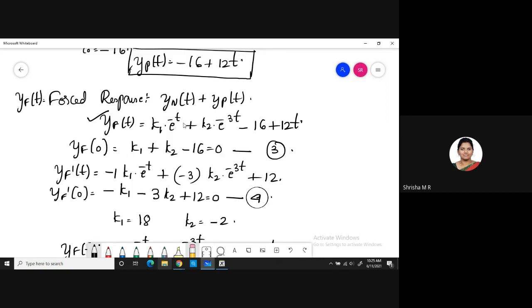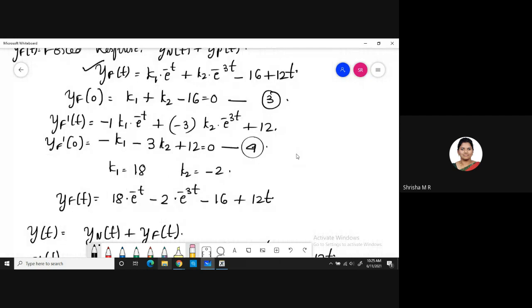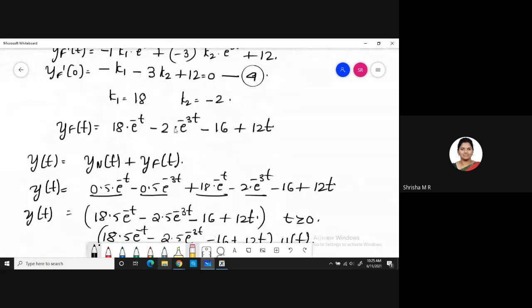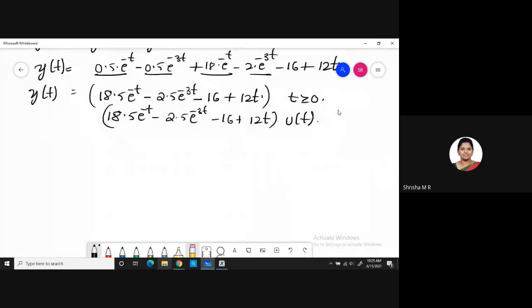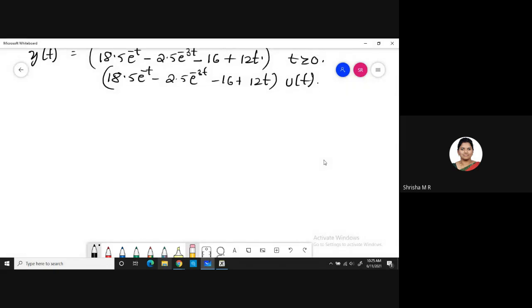Now find the differential of this. Substitute first t is equal to 0, you'll get equation 3. Then find the differential and substitute t is equal to 0, you'll get equation 4. Now find k1 and k2 and get the forced response equation. Now add the natural response which we found first and the forced response which we found now, so you'll get the total response. Is it clear? Clear, everyone? Yes, ma'am. I'll give you one problem, try to solve that.